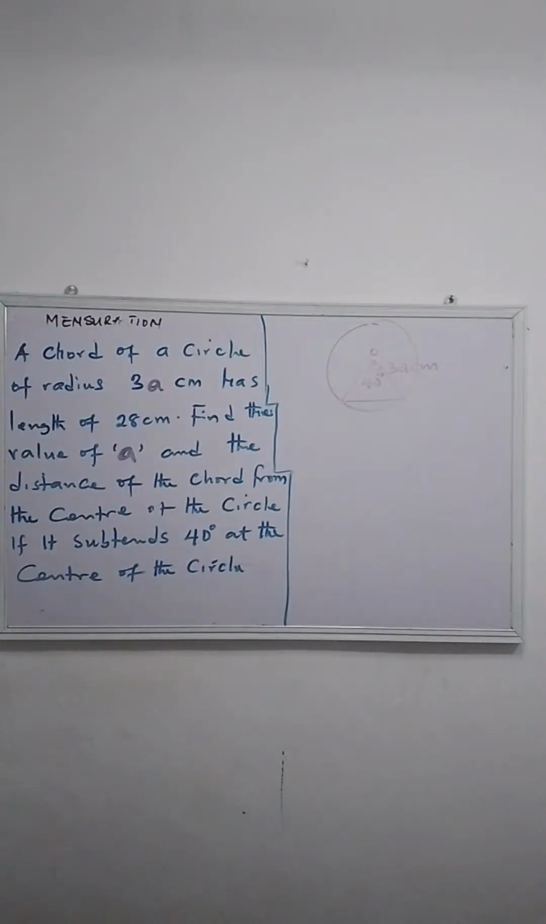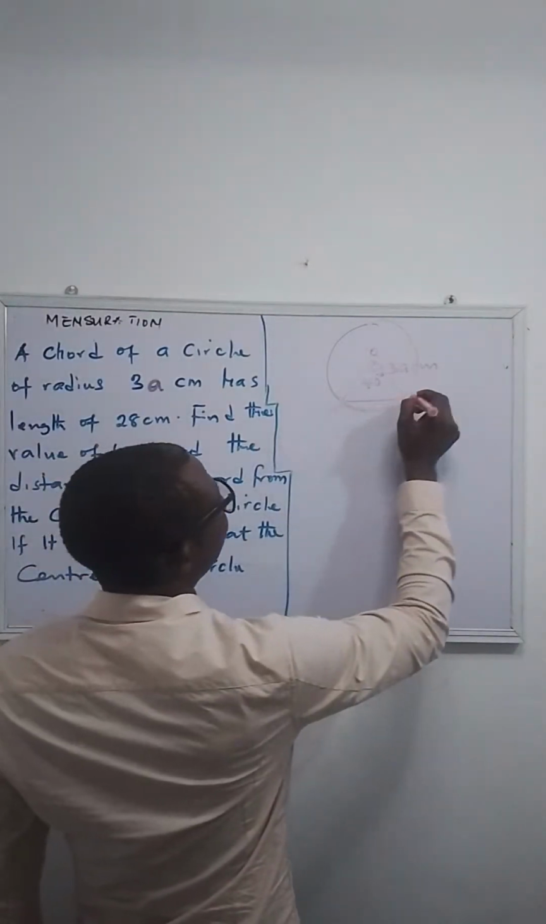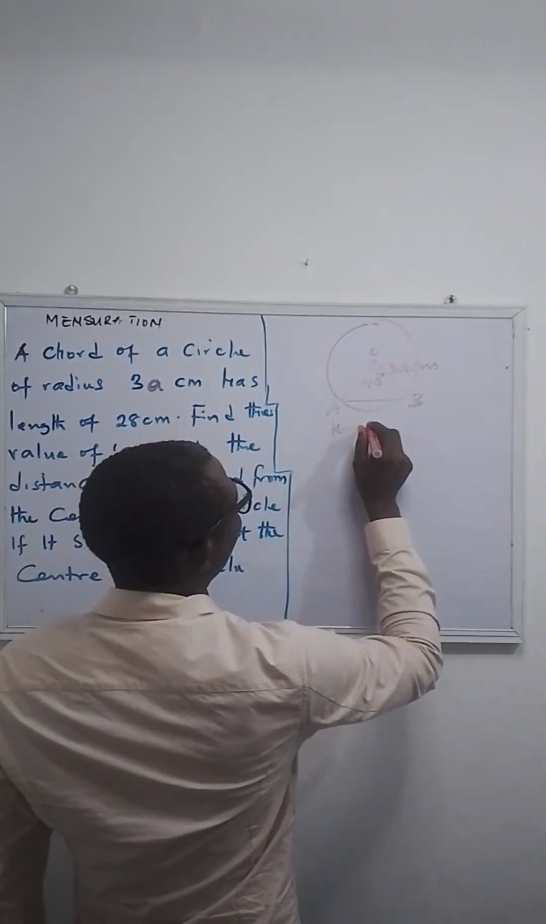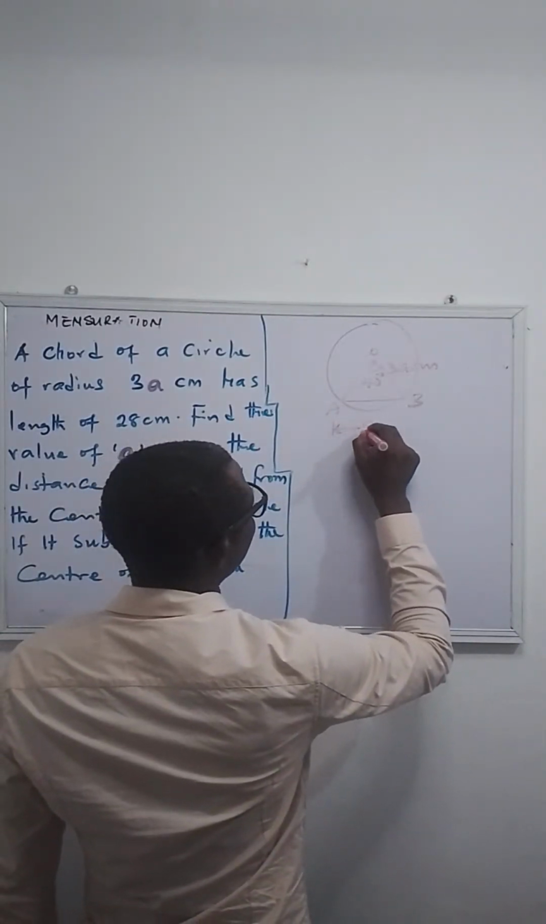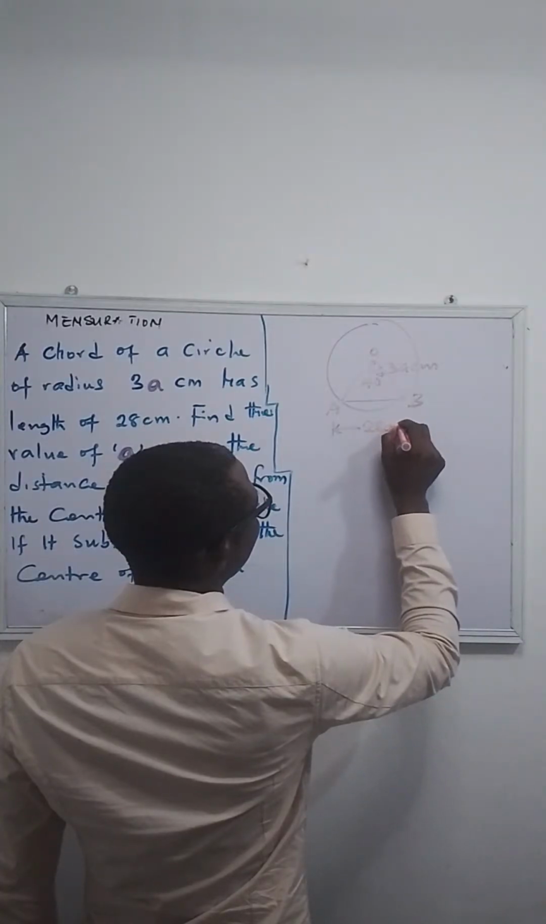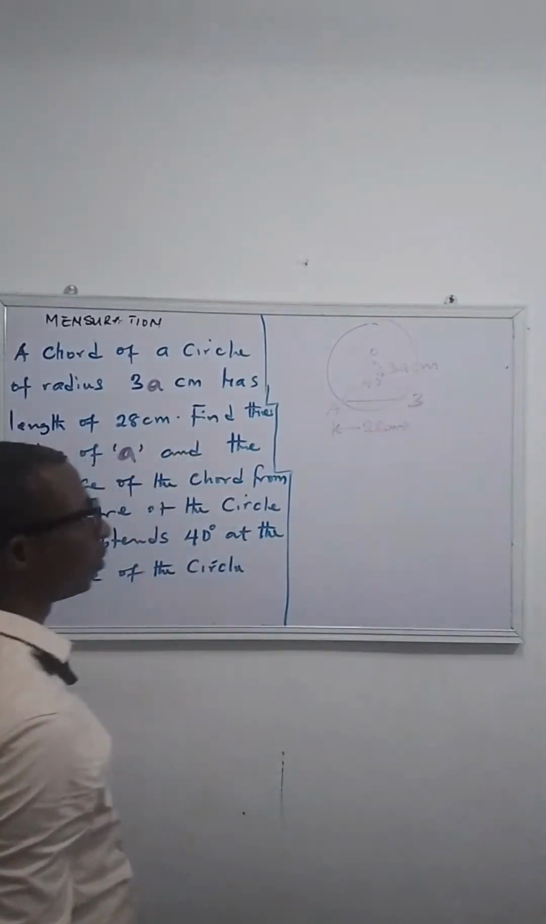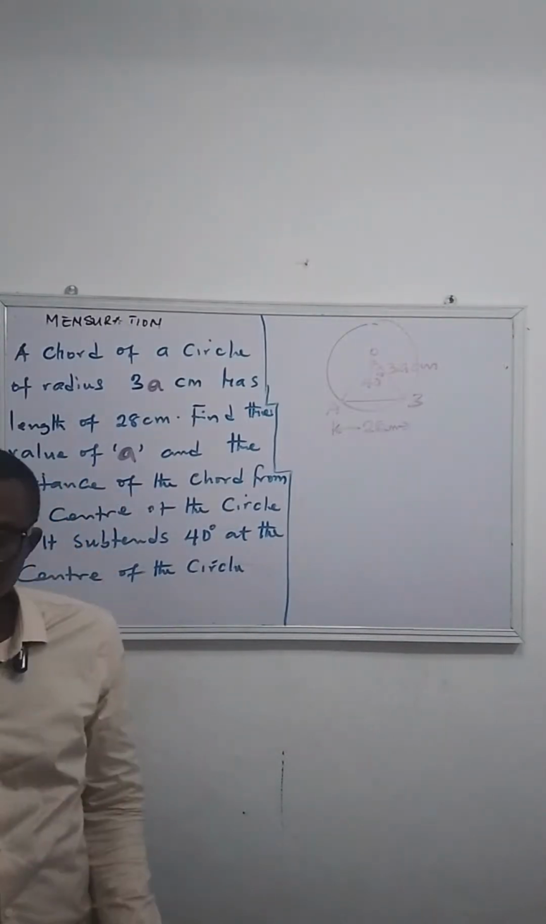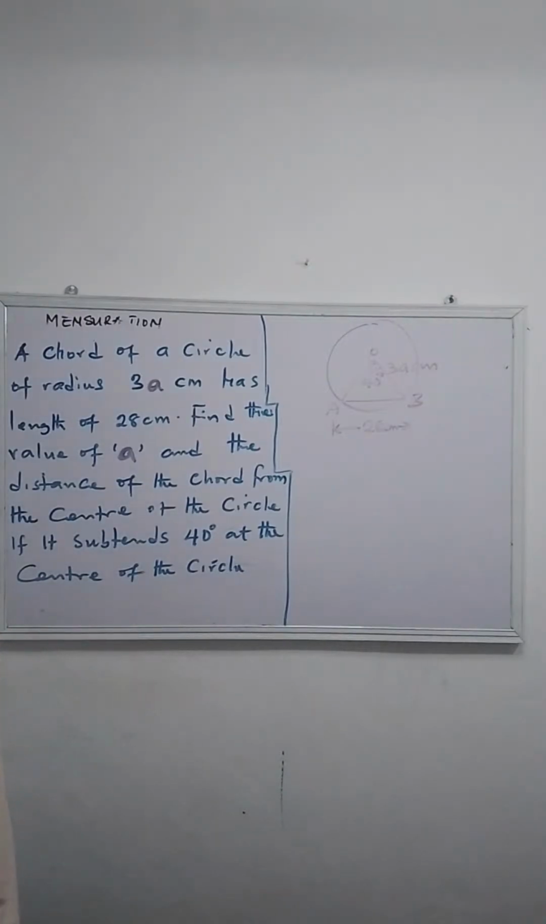What else are we given? We are given the length of the chord. Length of the chord AB. So we have it to be what? 28 centimeter. So that has been given in the question. All right, so the question asks us to find A. So now we don't have much problem. So let's get A first, before we now move down to the second part of the question.